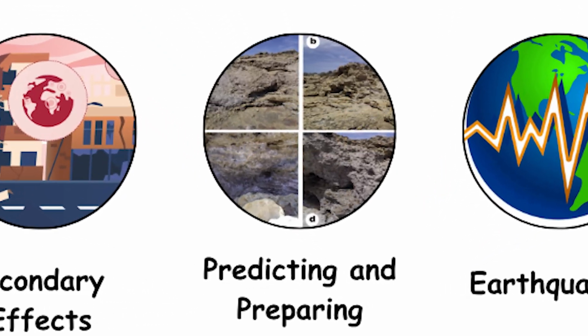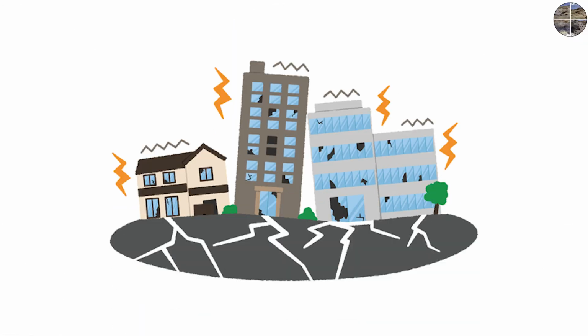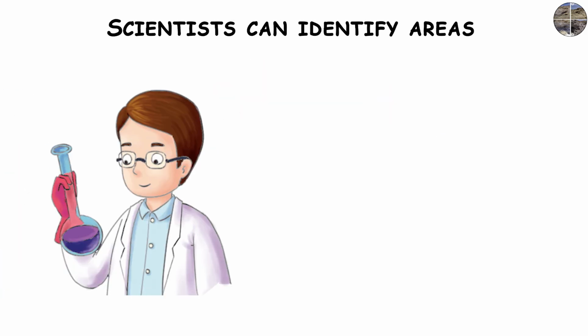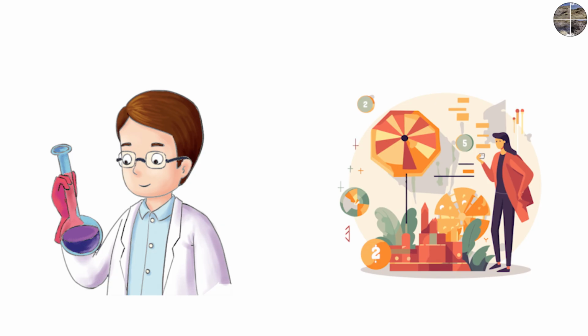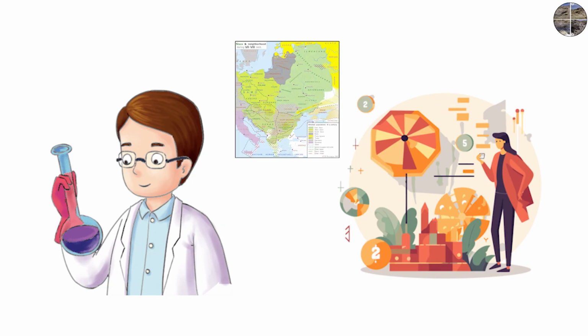Predicting and preparing for earthquakes. Unlike weather events, earthquakes cannot be predicted with exact timing. Scientists can identify areas at high risk and calculate the probability of a major quake occurring over decades or centuries, but they cannot say precisely when it will strike.